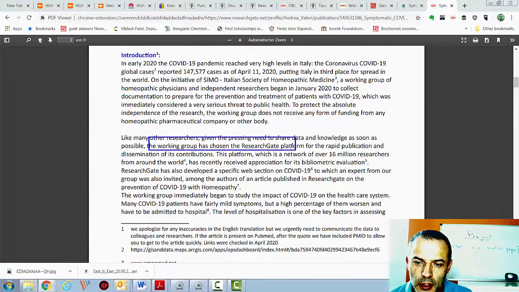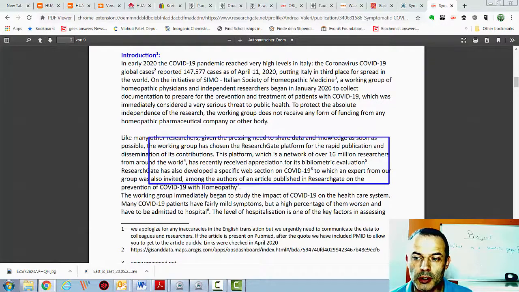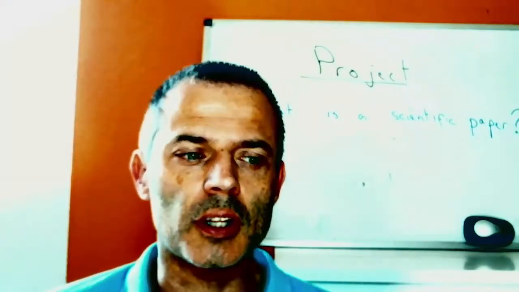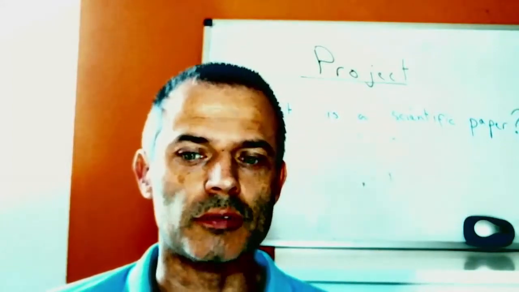So they are claiming that they used ResearchGate for rapid publication and dissemination of their contributions, somewhere in this box here. The platform is a network of over 16 million researchers from around the world, etc. So peer review, very much like democracy, is a system that kind of works, that everybody can see there are a lot of problems with, but that we don't have a better alternative for.